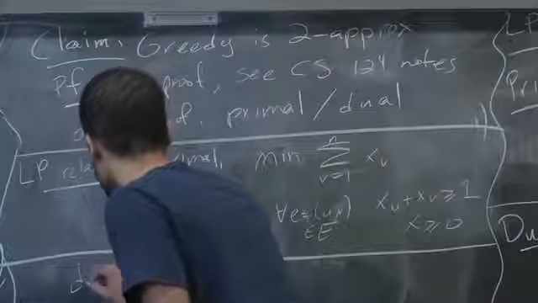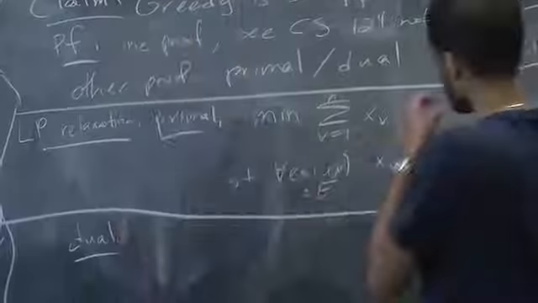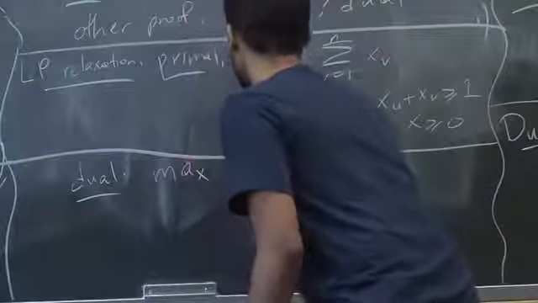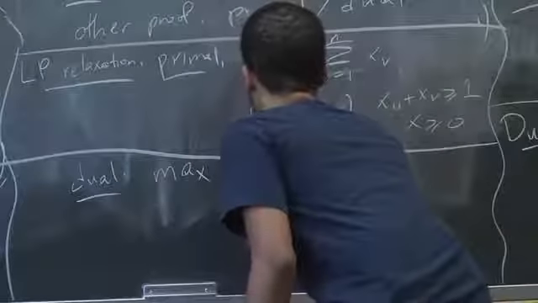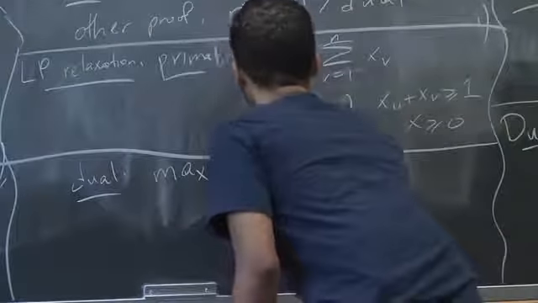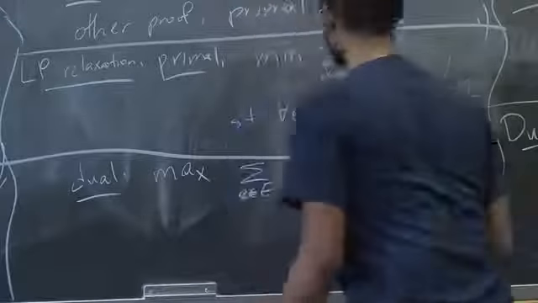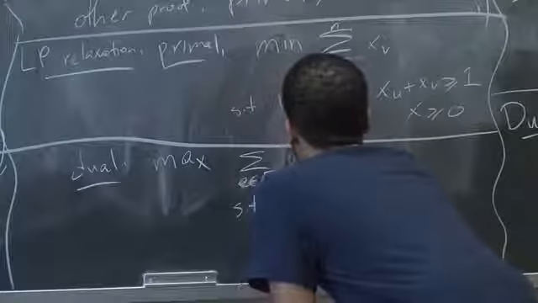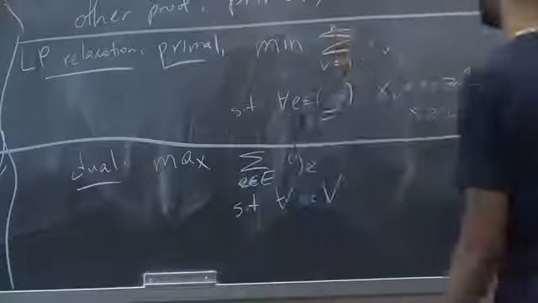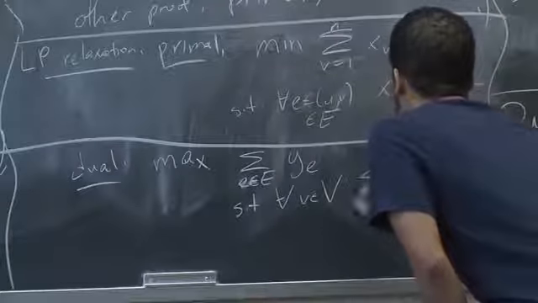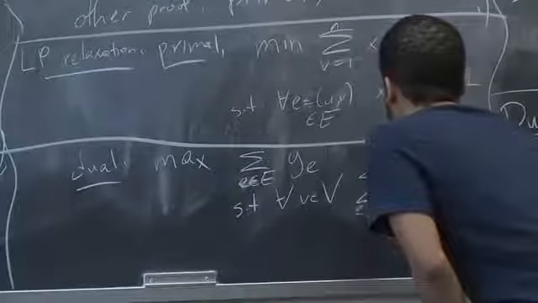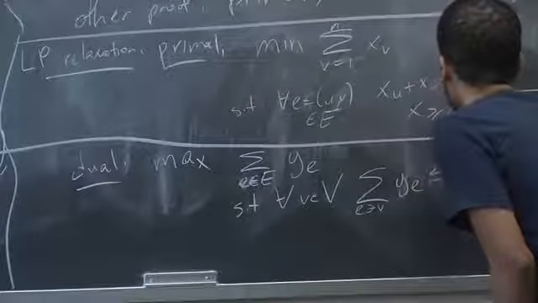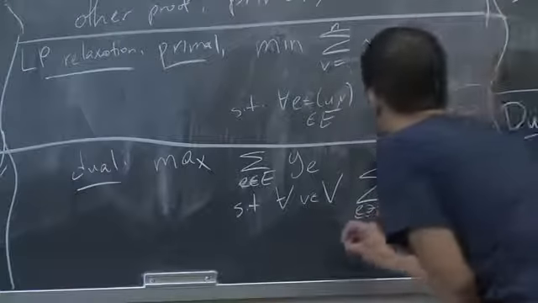Dual: we want to maximize the sum over edges of y_e, such that for all vertices v, the sum over edges e containing v of y_e should be at most 1, and also y is entry-wise at least 0.